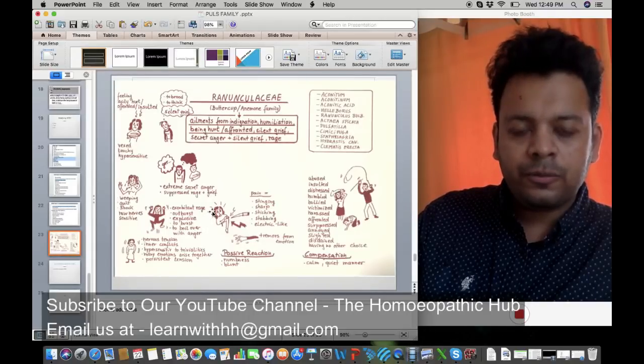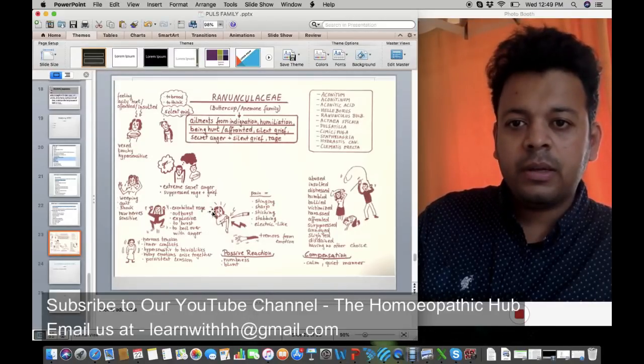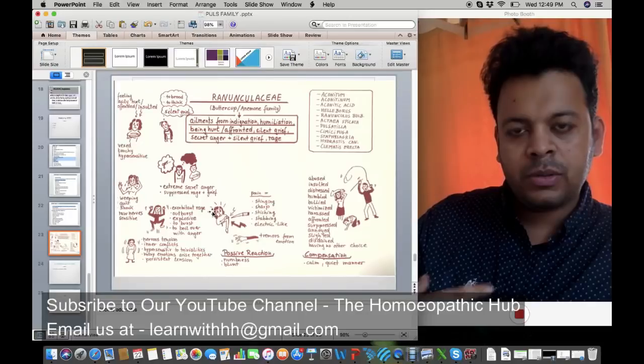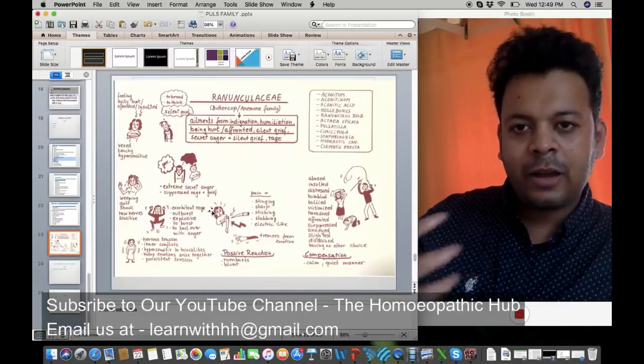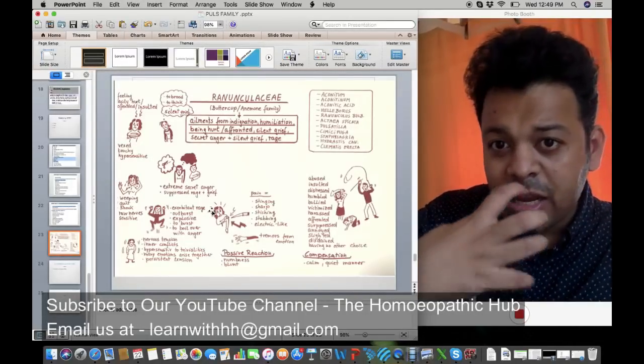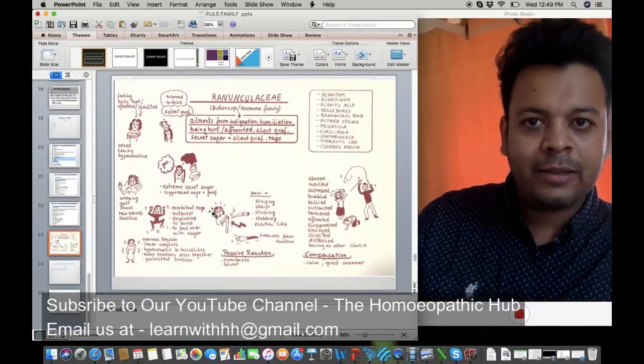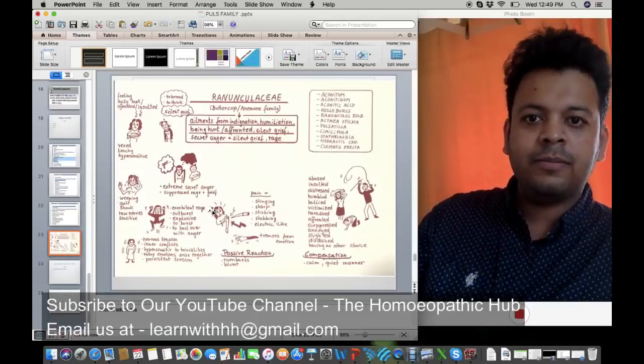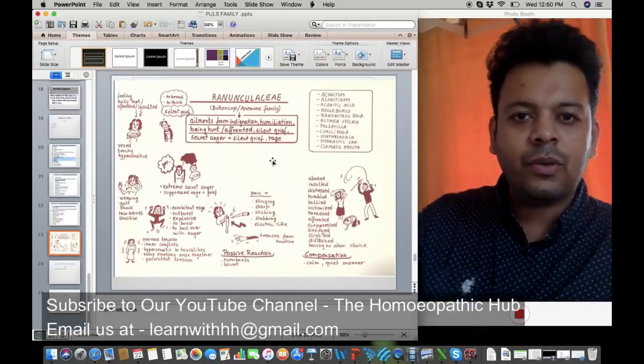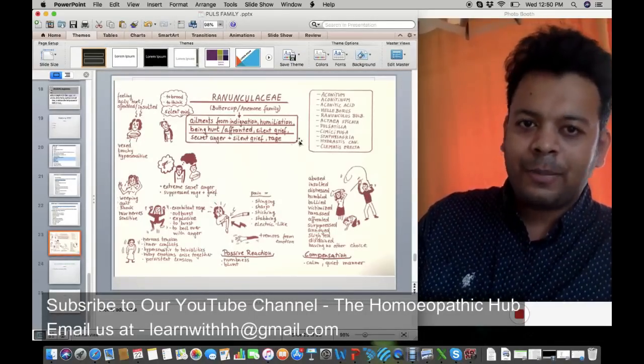But what I want to tell you, more importantly, is that Ranunculus bulbosus, Ranunculus sceleratus, Aconite, Staphysagria, Helleborus, they are very emotional, very sensitive. The smallest thing affects. They are almost childlike in their emotion. "Choti cheez lag jana." So this is what I want to tell you about the Ranunculus family.